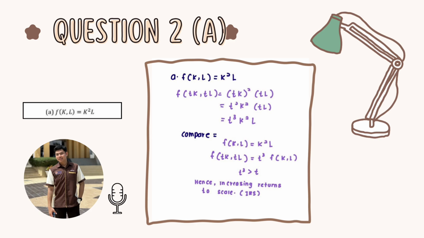In conclusion, when both capital and labor are increased by the same percentage, output increases by a larger percentage, indicating increasing returns to scale. Thank you.